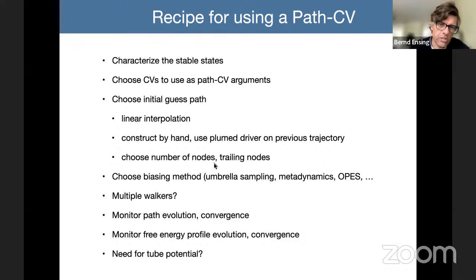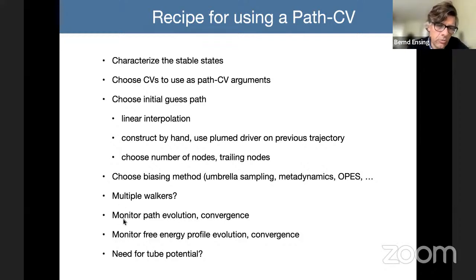Of course, you have to choose the number of nodes, and you have to decide if you want trailing nodes, yes or no, and then you have to choose your biasing method. So how are you going to bias your simulation? My favorite methods are umbrella sampling and metadynamics, but of course you can use whatever you want. There's all sorts of examples, and I will show you a bit more. Are you going to use multiple walkers? I would say that's always recommended, but maybe you need a big computer for that.